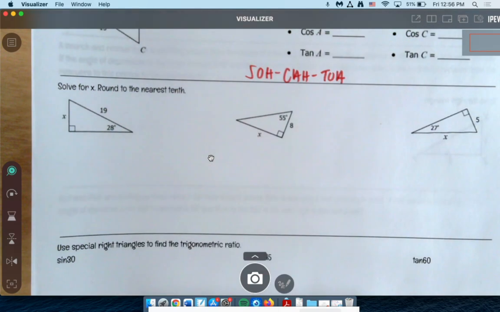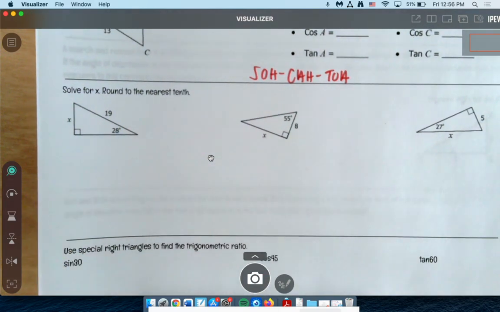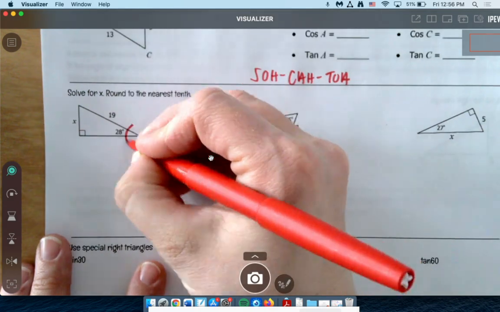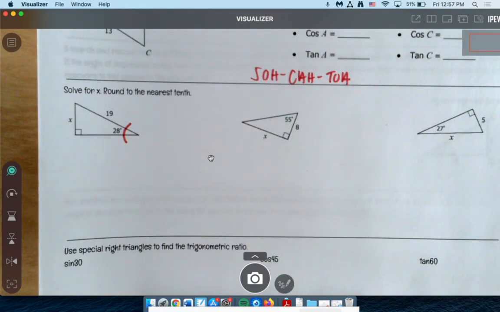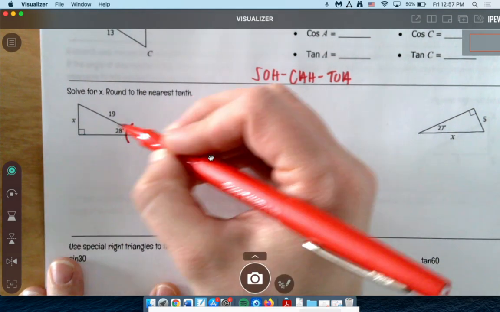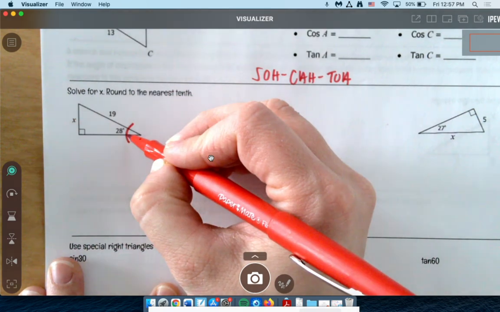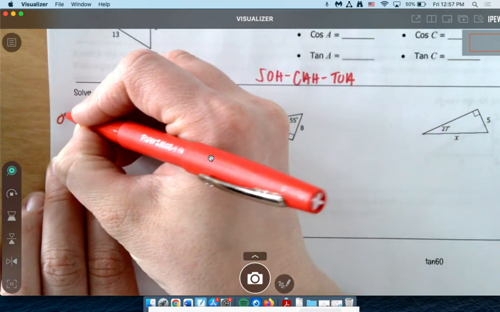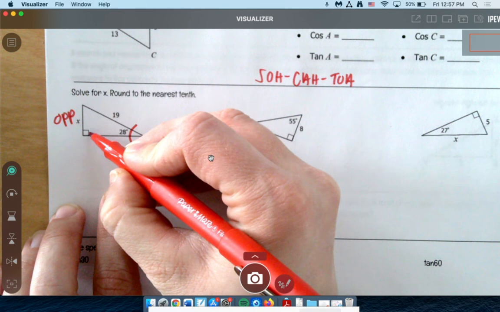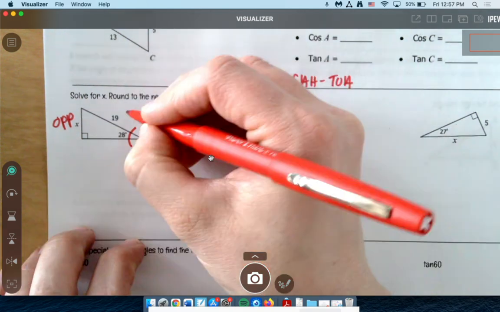And now we're going to solve for missing side lengths, okay? So the process starts off very similar, you guys. You're only going to be given one angle measure. So start off by marking that angle. That's our reference angle. And now you're only going to label the two sides that you're given. So if I look here, what's x with respect to this angle? Well, that's on my opposite side. So I'm going to put opposite. And 19's across from that right angle, so that's my hypotenuse.